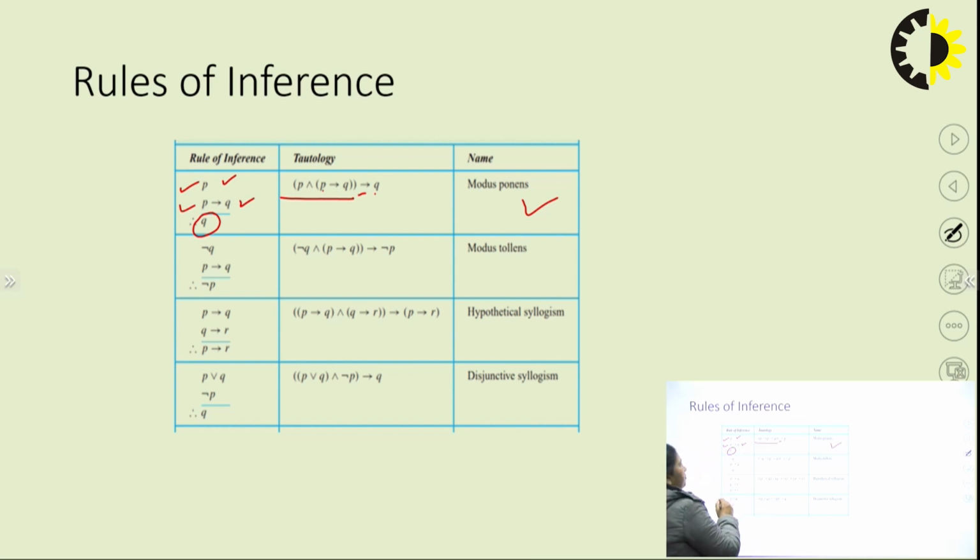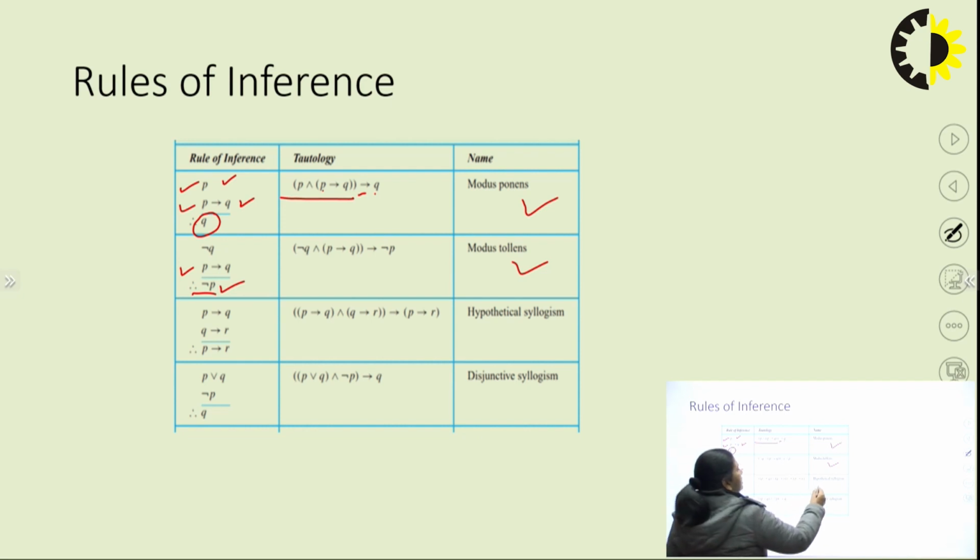The second rule of inference is modus tollens. What does modus tollens say? If the implication P implies Q is true, but Q is false, it means P cannot be true. So modus tollens says P is false, because if P is true, then Q should be true, but Q is given as false. Q is given as false and the implication is given as true, so P is false.